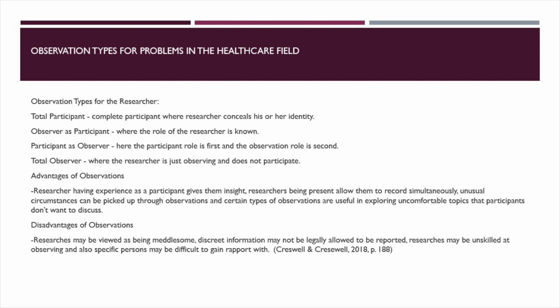Researchers being present allow them to record simultaneously. Unusual circumstances can be picked up through observations, and certain types of observations are useful in exploring uncomfortable topics that participants don't want to discuss. Disadvantages of each type of observation include researchers who may be viewed as being meddlesome. Discrete information may not be legally allowed to be reported. Researchers may be unskilled at observing, and also specific persons may be difficult to gain rapport with.